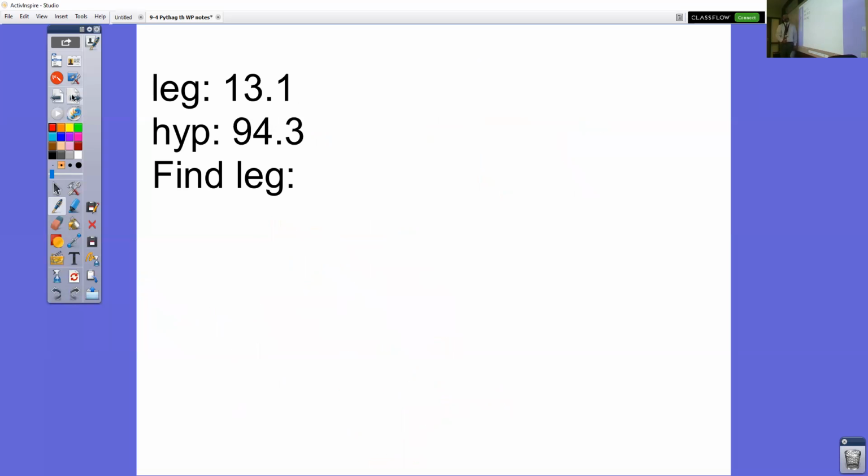Go ahead and try the last one on your own. Yes, these are decimals. They work the same exact way. Go ahead and try this last one on your own, please.